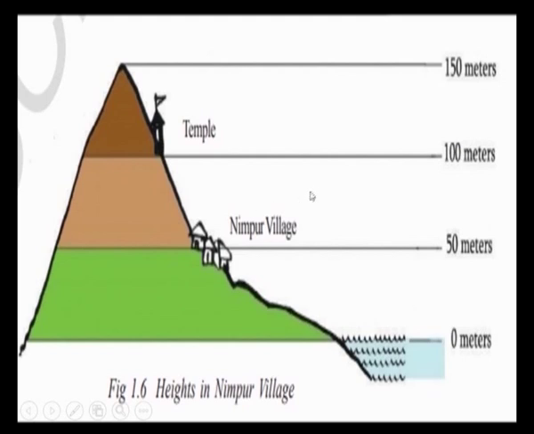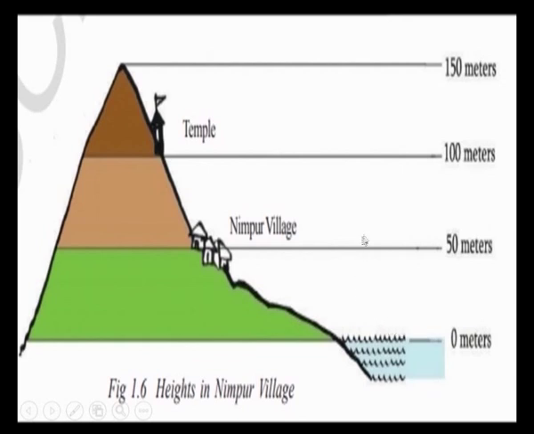Now, can you see the temple here? Yes, again you can see this is the symbol of the temple which I have shown you in my previous slide. So, at how much distance is the temple located? Yes, it is located at 100 meters. Now, is these 100 meters from Nimpur village or from the sea level? Very good, children, it is from the sea level.